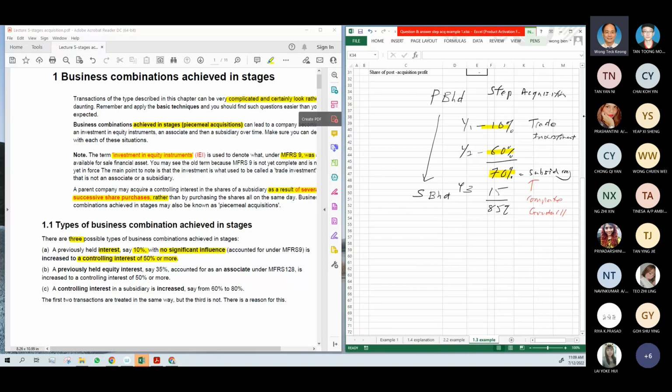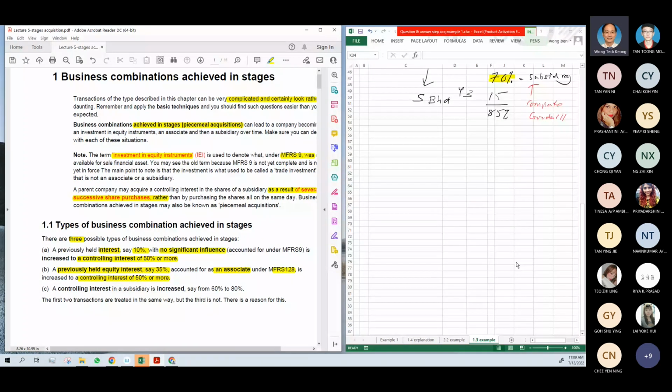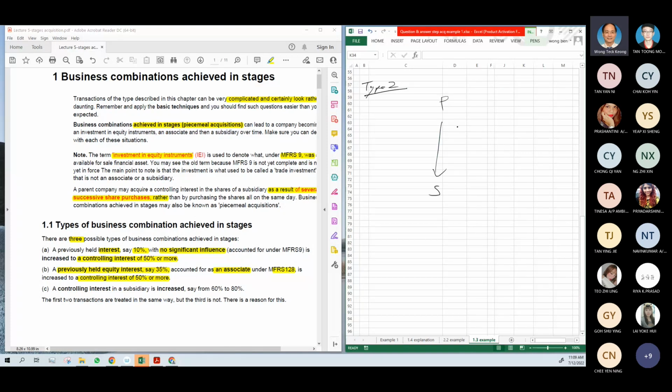The other type, like B here, previously held interest is 35%. So 35% is between 20 and 50, so it is treated as an associate under MFRS 128. Then you increase the controlling interest to 50% or more. So now we have another scenario here, which we name type 2. We have P here and S. Initially you have 35%, so 35% is an associate.